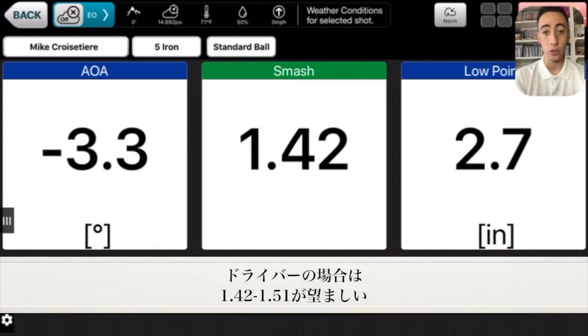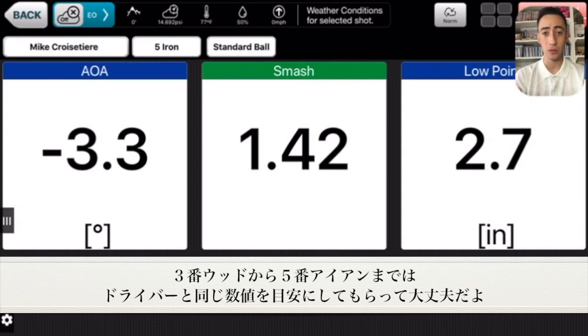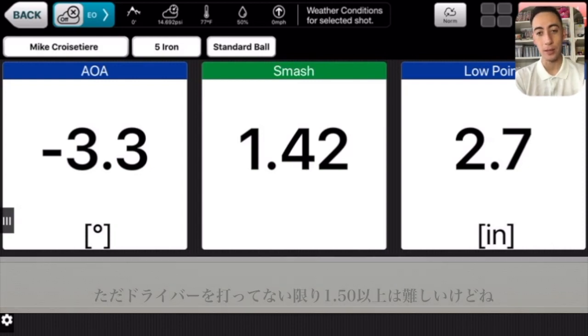Now a driver, what you're looking for is anywhere from 1.42 to about 1.51. That's kind of the range with driver. You want to be in there. That would be a good hit with driver. Anywhere from 3-wood down to about 5-iron, you're going to be around the same range as the driver. You're probably not going to get to 1.50 when you're not hitting driver, but you're going to be somewhere in that range.